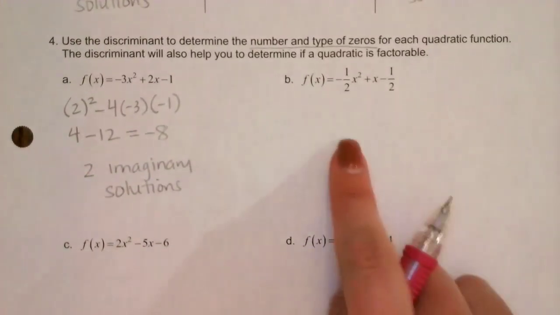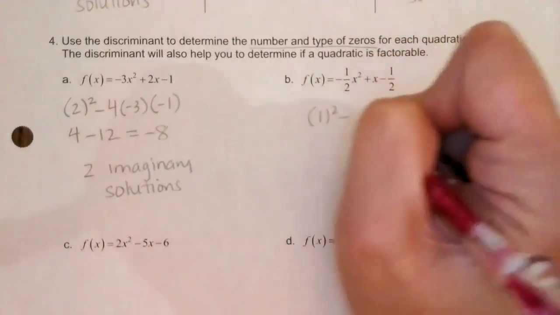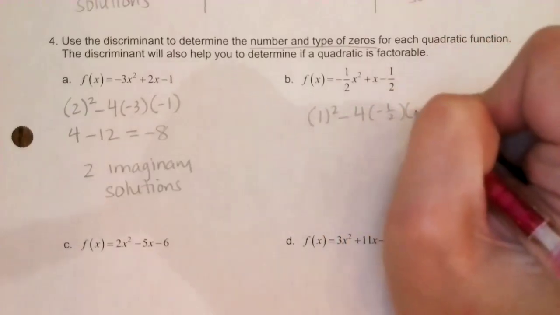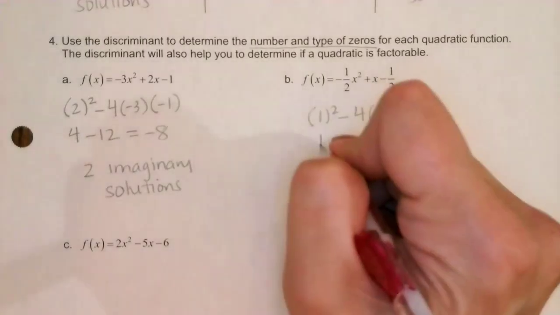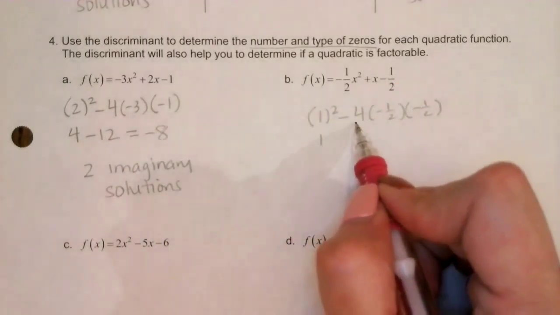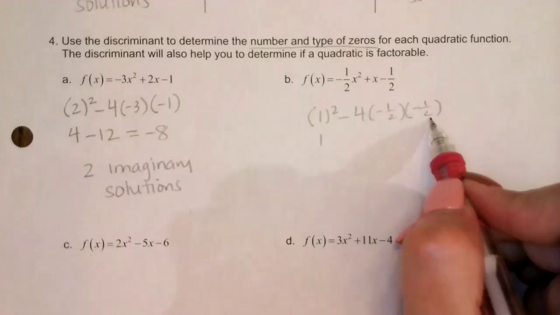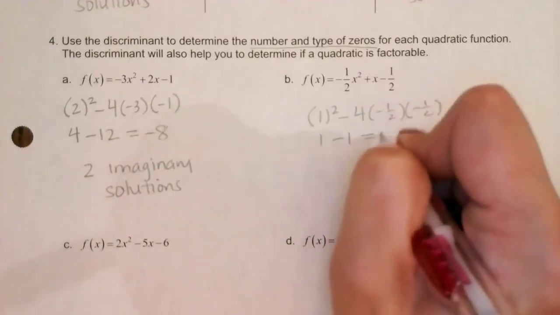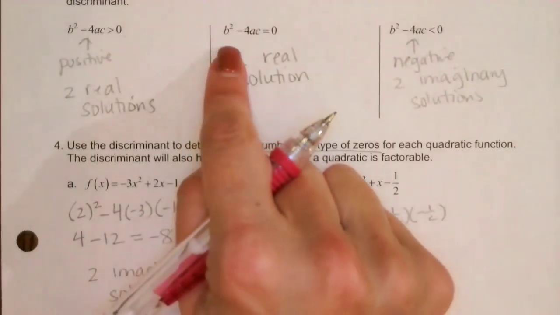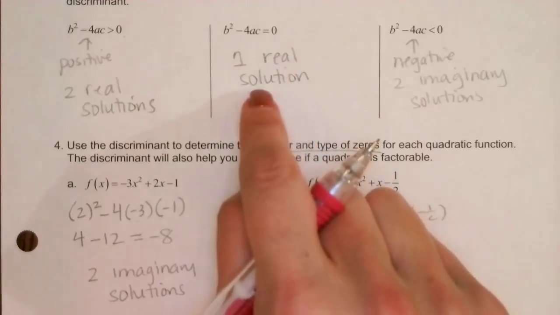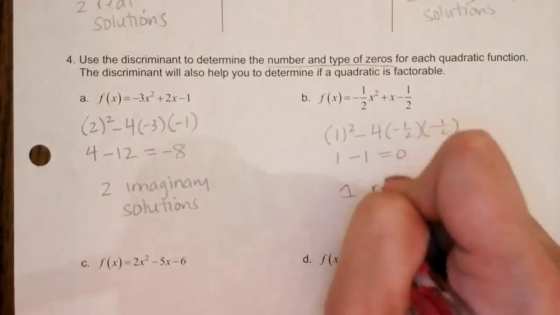All right, we'll try another one. So this one right here. Again, my b squared, so that is 1 squared, minus 4 times negative 1/2 times my c value of negative 1/2. Now 1 squared, that one's easy, 1. Negative 4 times negative 1/2 is a positive 2, times a negative 1/2 is a negative 1. And so that comes out to be 0. We said if b squared minus 4ac is equal to 0, there is one real solution. So this is one real solution.